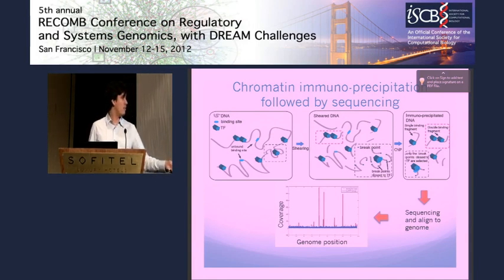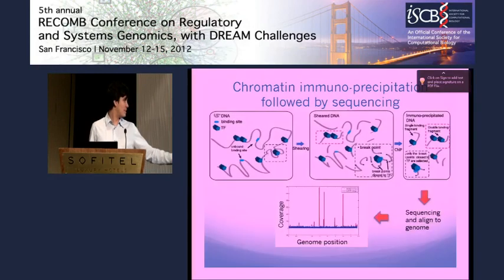In order to identify them, we sequence and then align to a genome that will provide a coverage shown in this y-axis at each genome position. The regions that contain a binding site are exemplified by these red bars in this plot. They show an enriched coverage when compared to the background shown by the blue lines in this plot.